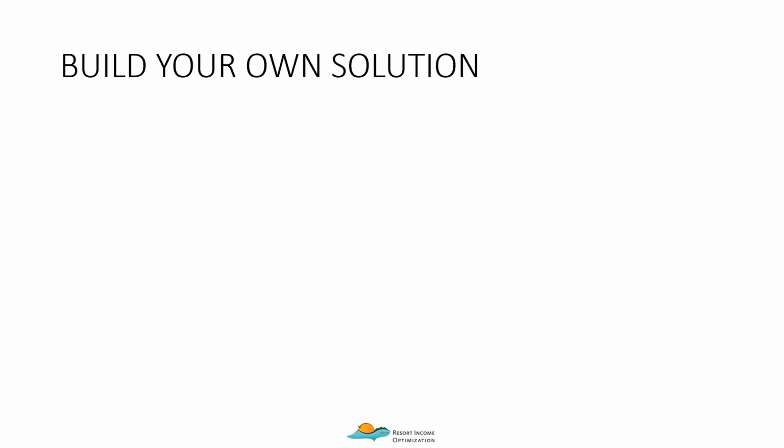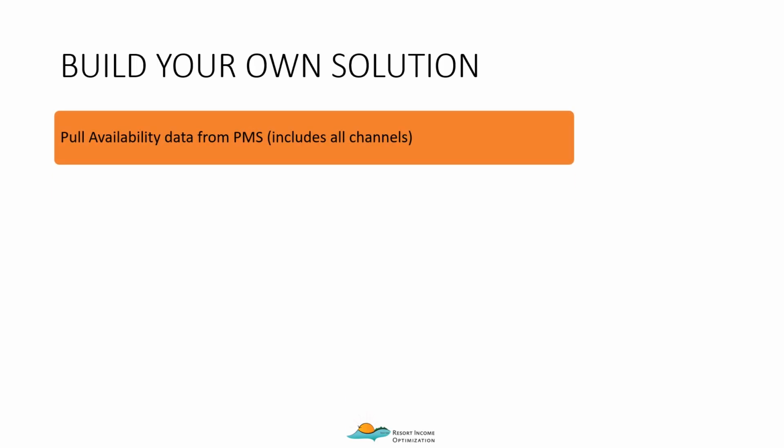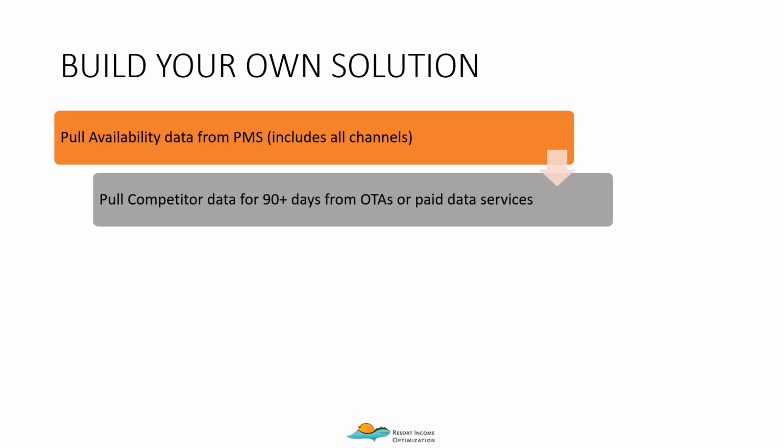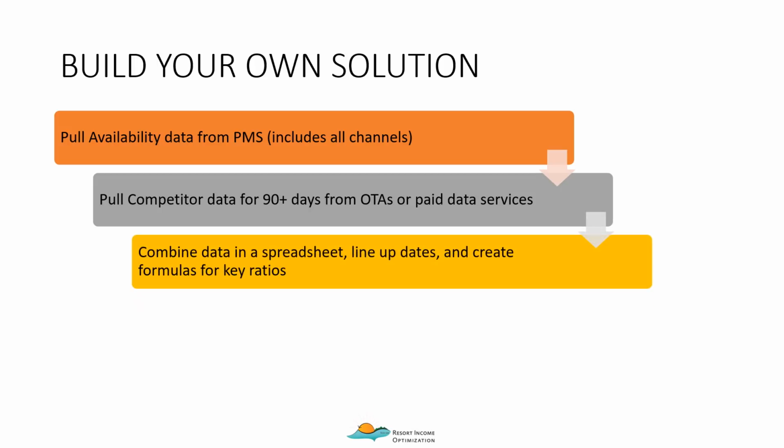So let's summarize some of these steps in terms of building your own solution. Initially, you would pull availability data from the PMS because it includes all the channels. Then you layer on top of that the competitor data for 90 days or more if you want. From OTAs and other paid data services, you can pull that data. And then you combine that data in a spreadsheet and you line up the dates as columns. I like columns as dates because you read from left to right, and it's pretty intuitive to think of a timeline going from left to right.